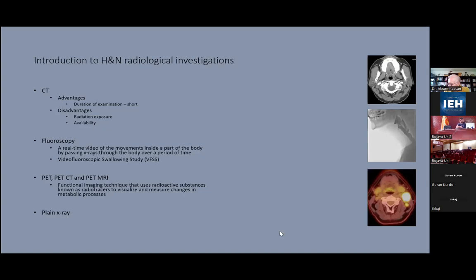And then we have fluoroscopy. When you see it here, in fluoroscopy, you give contrast media to the patient, and you take pictures or follow the swallowing to see the function of the swallowing and also the morphology of the throat. It's called video fluoroscopic swallowing study.